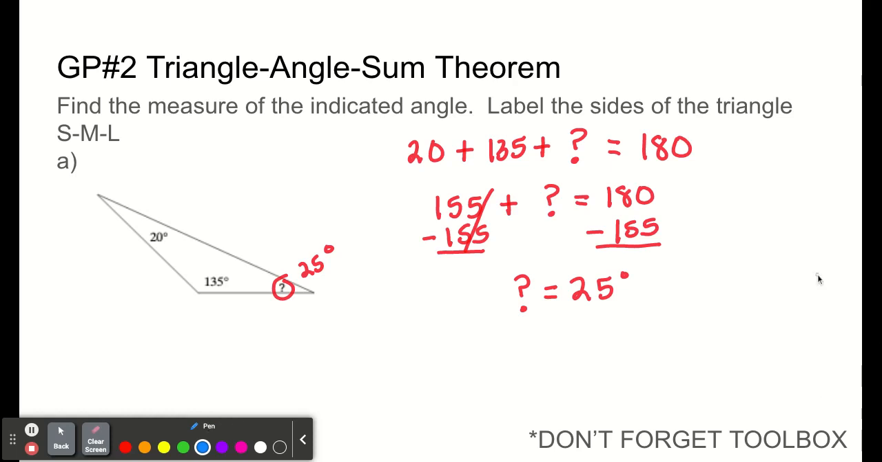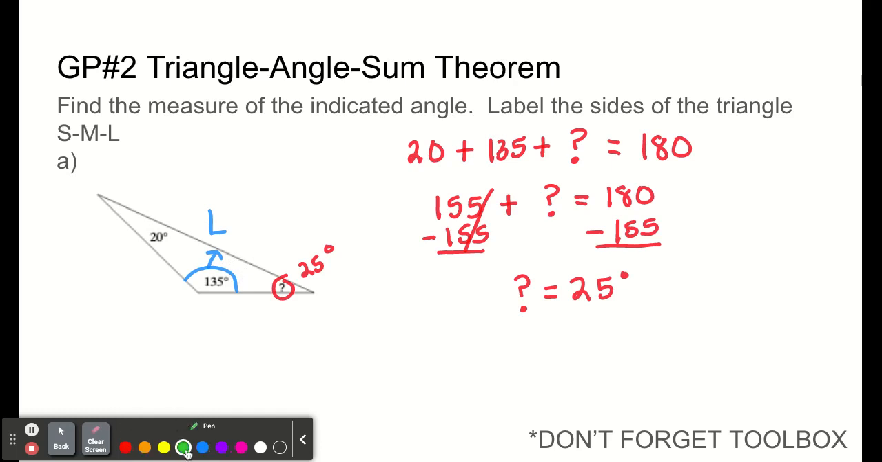Remember, the small side is always opposite the small angle, and the large side is opposite the large angle. So here is our largest angle at 135 degrees, and we can clearly see that this side here is the largest. We don't want to depend on the way a picture is drawn, though. We always need to depend on the angles, so be really careful with that.